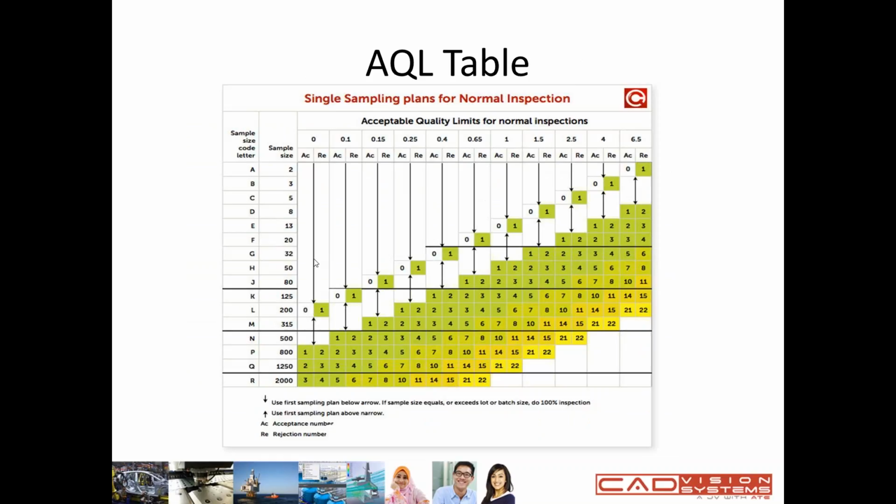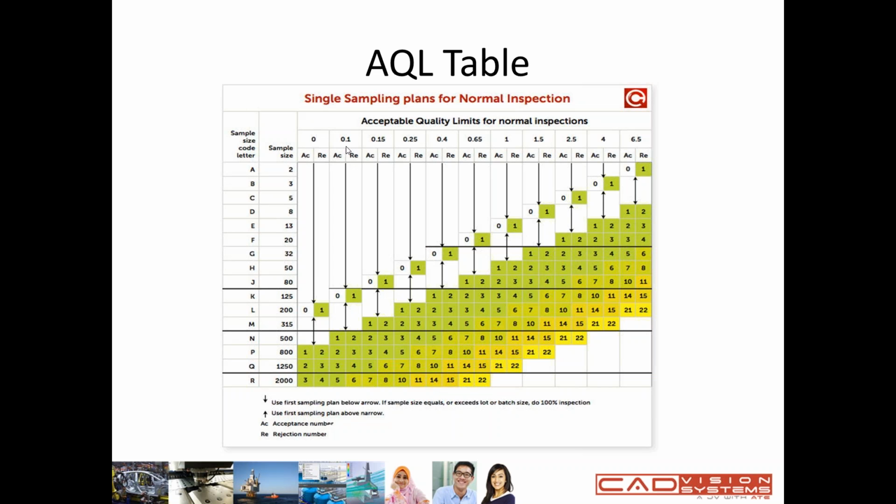If you look at the 0 and look down, you will see 0 and 1 in the L row. It means that if you have one or more critical defects, you have to reject the whole batch. With 0, you cannot afford to have any critical defect.